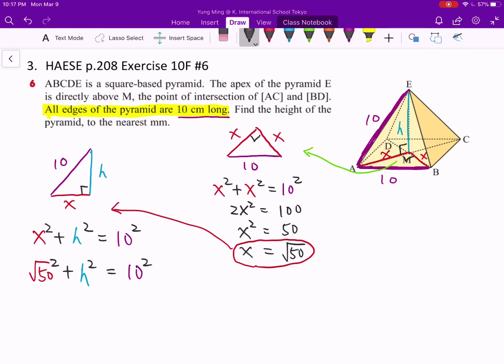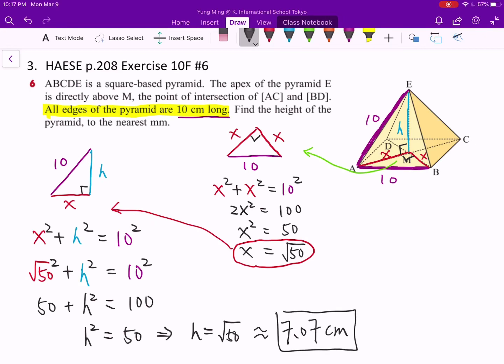So we have 50 plus h squared equals 100. Our h squared is also equal to 50. That means our h is also equal to square root 50. That means our answer is also 7.07 centimeters, and that's our final answer. Surprisingly, in this case, our x and h are both the same value.